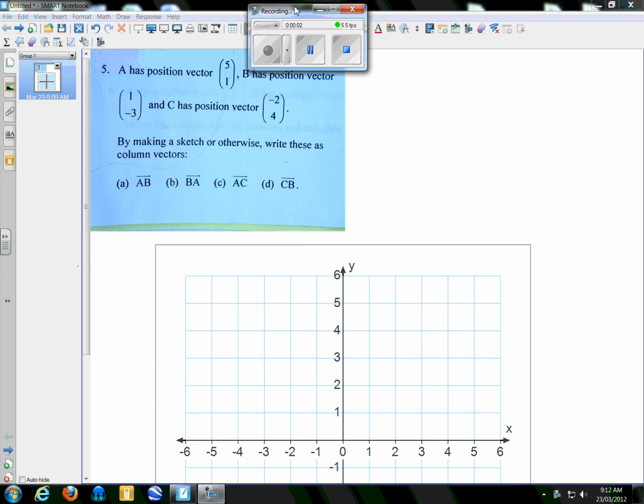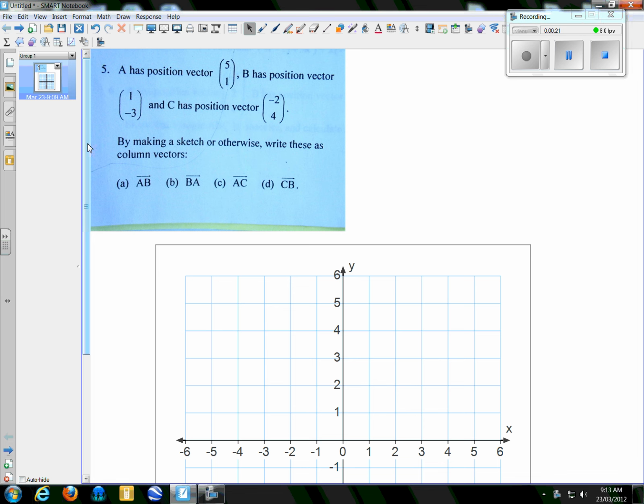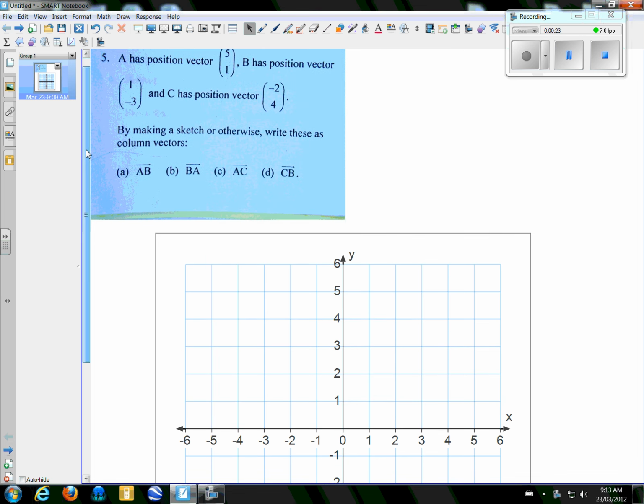All right, this is M25 vectors question number 5. A has a position vector (5, 1). B has a position vector (1, -3), etc. You are asked to sketch or otherwise write these column vectors. So I'll draw the sketch, or get you started on drawing the sketch, and lead you to what's needed here.